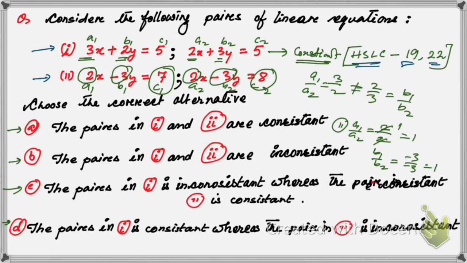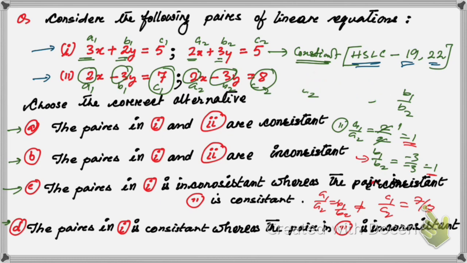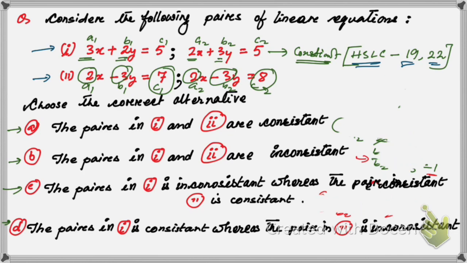So in number 2 we have got A1 by A2 is 1, B1 by B2 is also 1, but C1 by C2 is 7 by 8. So we have got A1 by A2 is equal to B1 by B2 is not equal to C1 by C2. That means the second pair of equations is inconsistent.